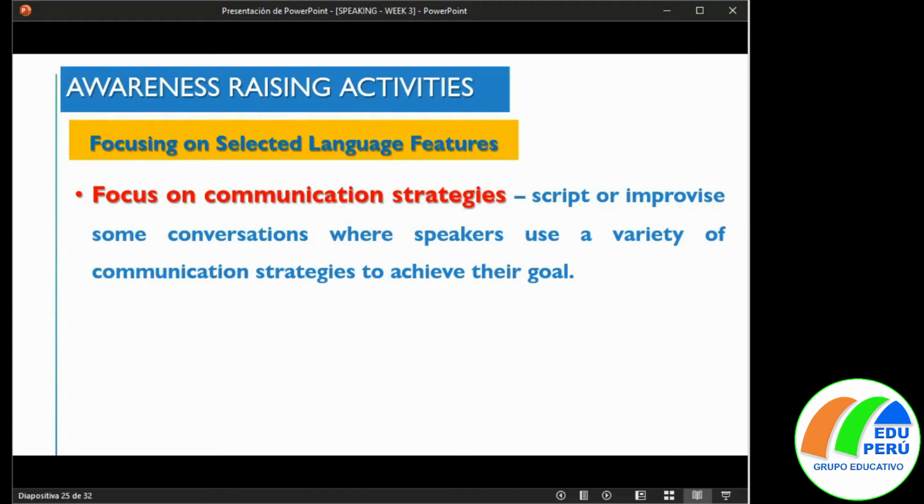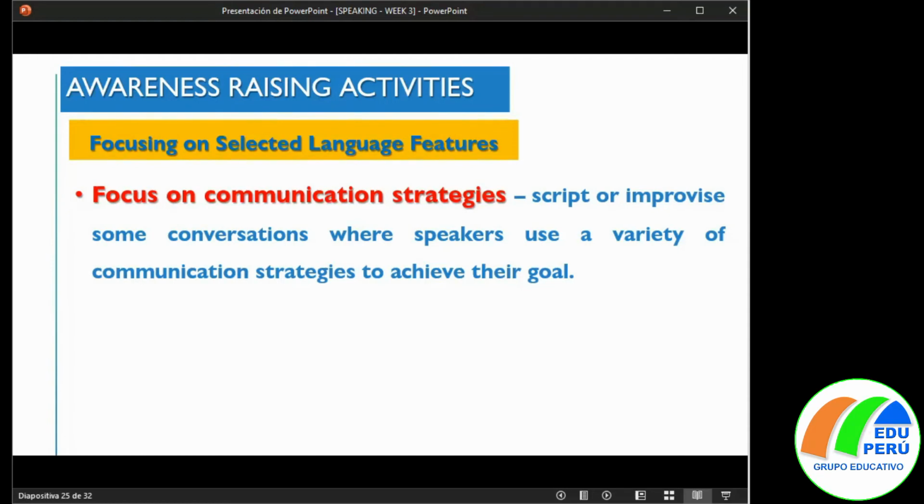For example, in our language, we use this hesitation marker. In English, we use the sound, I think it's the 10th. So this is a communication strategy.